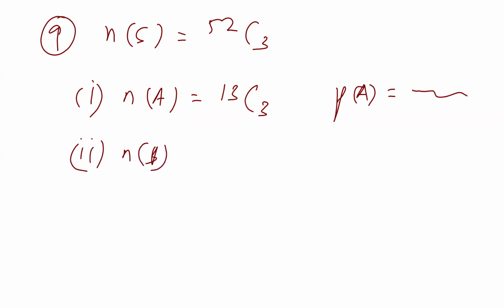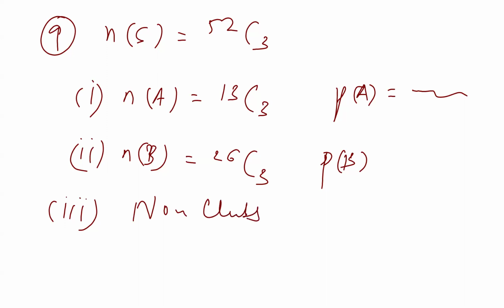Second, all are red cards. Basically there are 26 red cards. So let event B be the event of getting all red cards. So 26C3, all should be from the red category. So P of B will be n of B upon n of S. Third one, none of them is a club. So how many non-clubs are there?